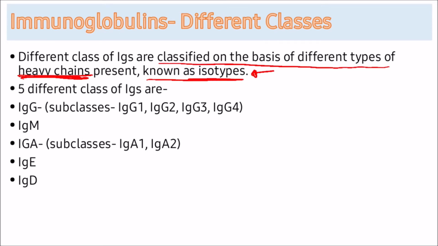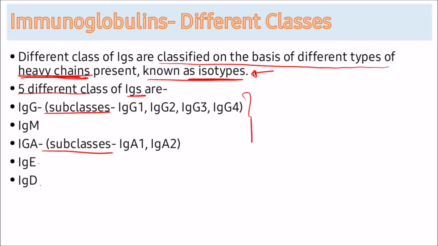Based on the different types of heavy chains, there are 5 classes of immunoglobulins, as we all know. The first one is IgG, then M, A, E and D. Two of the immunoglobulins have subclasses, that is IgG and IgA.